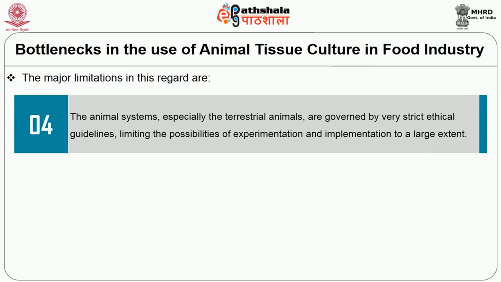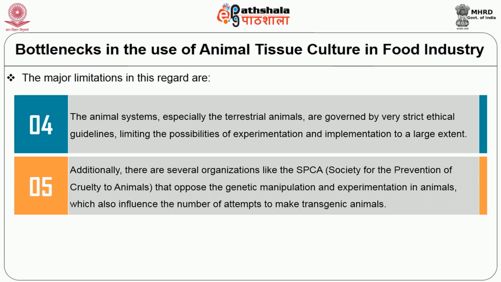The animal systems, especially the terrestrial animals, are governed by very strict ethical guidelines, limiting the possibilities of experimentation and implementation to a large extent. Additionally, there are several organizations like the Society for the Prevention of Cruelty to Animals that oppose the genetic manipulation and experimentation in animals, which also influence the number of attempts to make transgenic animals.